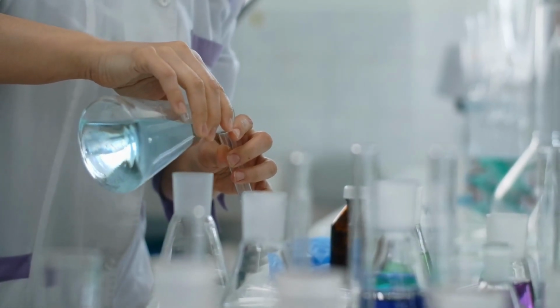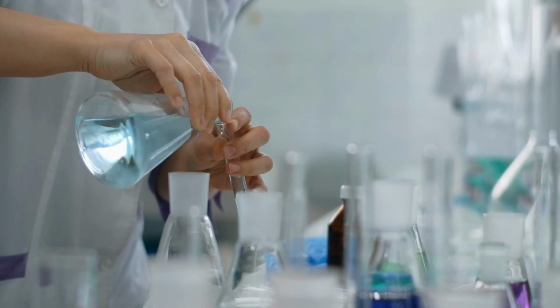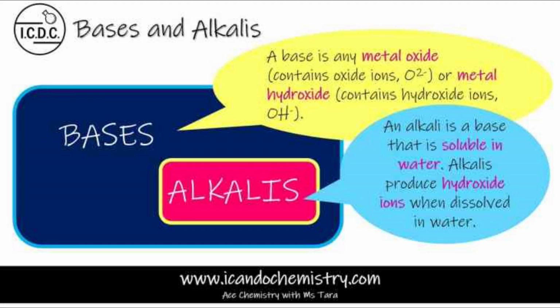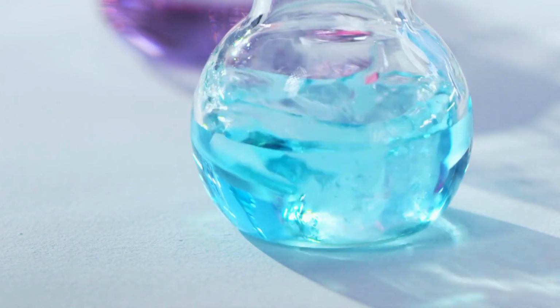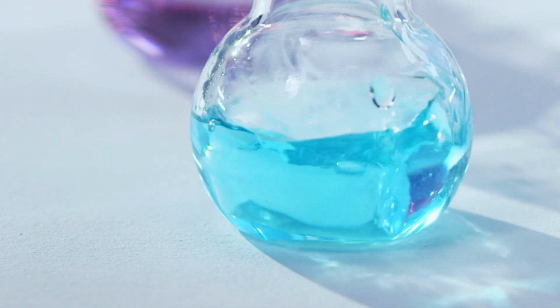Alkalis are a subgroup of bases that are soluble in water, which makes alkalis a base that dissolve in water to form solutions with pH greater than 7, forming negatively charged hydroxide ions.